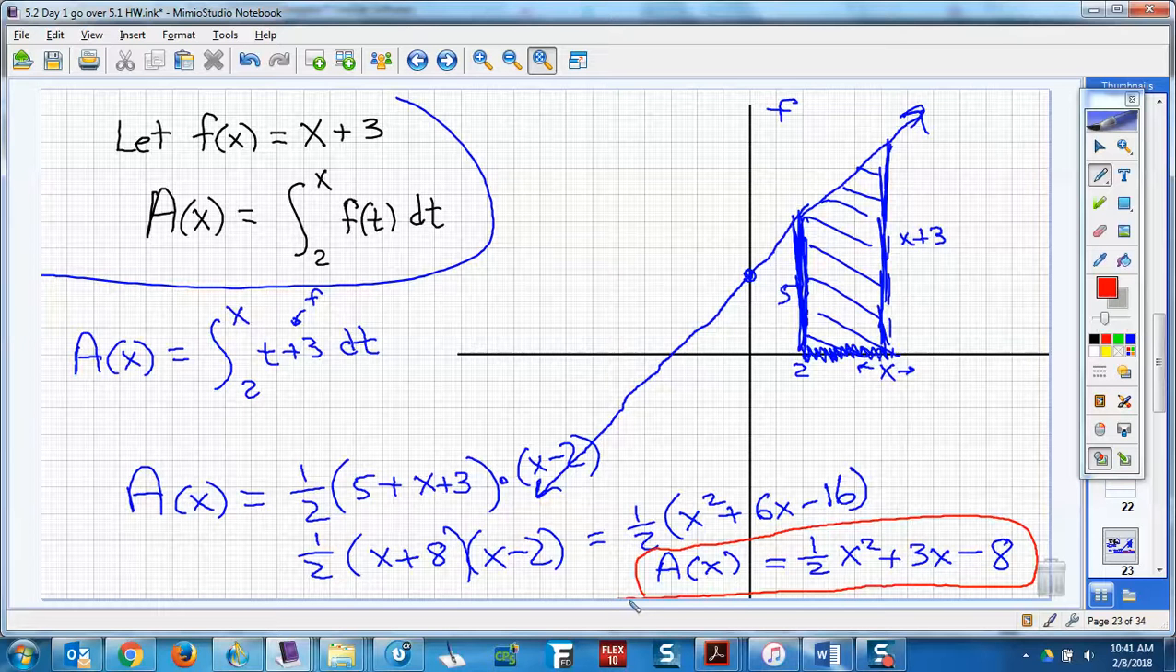What's the antiderivative of x? 1/2 x squared. What's the antiderivative of 3? 3x. And then minus 8? The plus c. So I don't know. Were you expecting that? I mean, when we started this problem, I don't know if you were. Maybe you were. That's good.